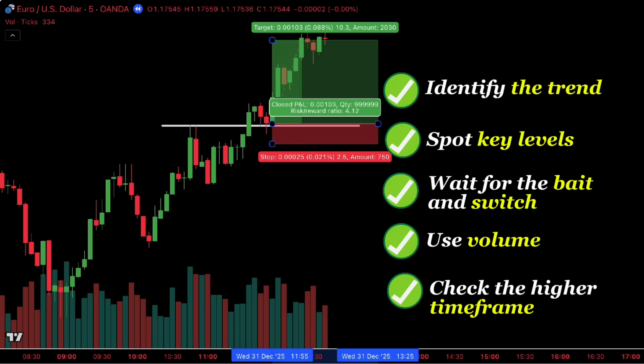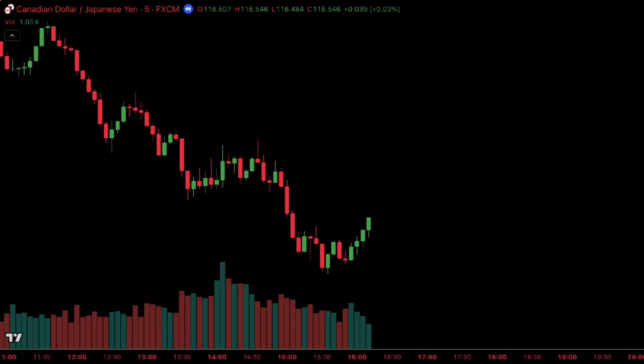You checked the higher time frame for alignment. And then you executed the trade. This strategy is simple, structured, and effective. But like any strategy, it requires practice to truly master. Now let's look at another chart example.